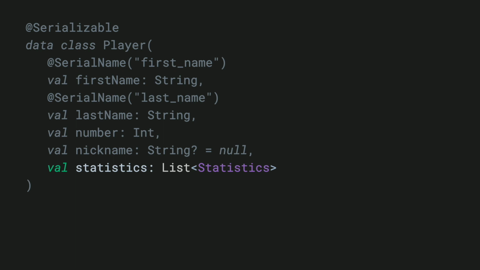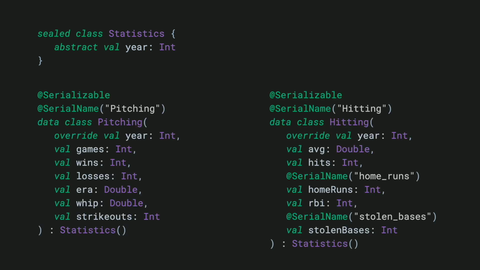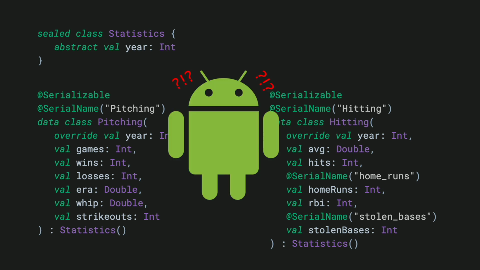All right, continuing on with our examples, let's add some statistics for our player. We've set up our statistics as a sealed class that has two implementations, for hitting statistics and pitching statistics. What's in there is not really important; they're all just basic primitives. The important thing to look at is that we have two distinct implementations of a base statistics class, and we're trying to serialize this statistics class. So how are we going to do this?